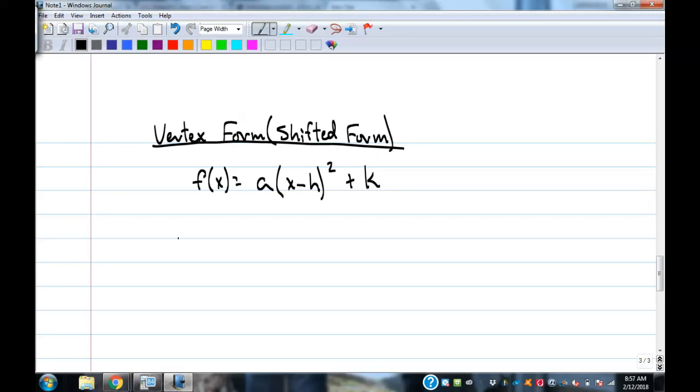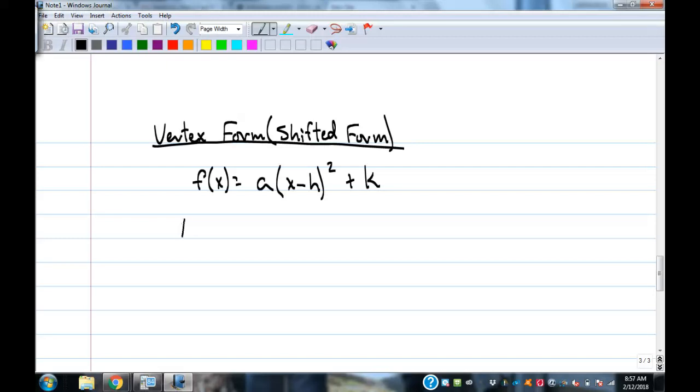So vertex form, you've got this stuff going on. Some of the things that already happened with standard form still happen here. A still decides if it opens up or down. If it's positive, it opens up. If it's negative, it opens down. That hasn't changed. Doesn't ever change no matter what form of the quadratic you got. What changes is how you find your vertex, your axis of symmetry, and intercepts and stuff like that. Okay, so that changes a little bit here because it's not in the standard form.